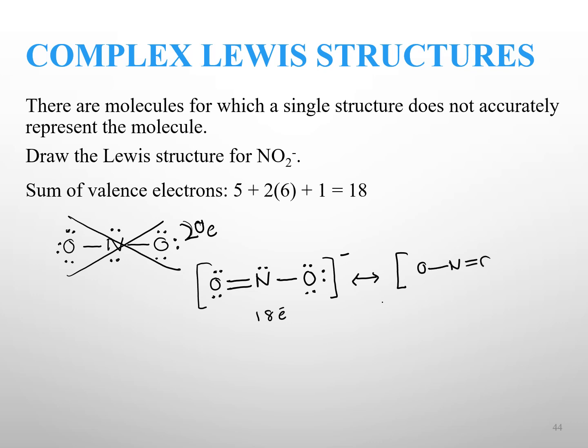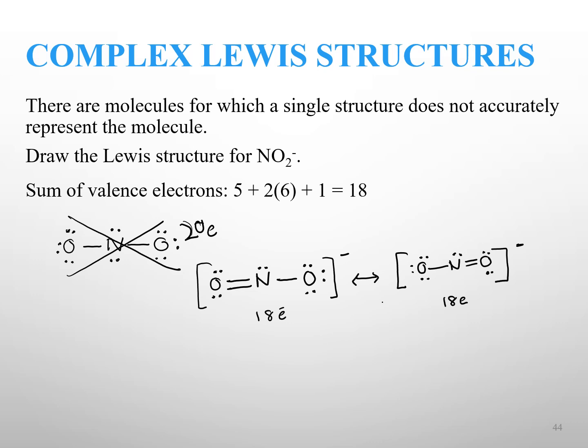This time we draw the double bond on the right side. And then as usual, you fill in your octets. Because it's charged, I put a bracket and put the charge on the outside. This is also 18 electrons. That's how you would draw it for NO2 negative.